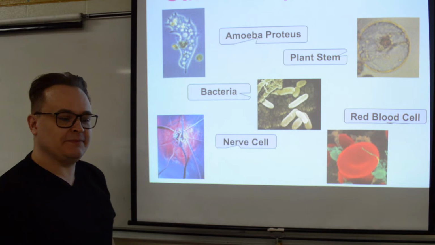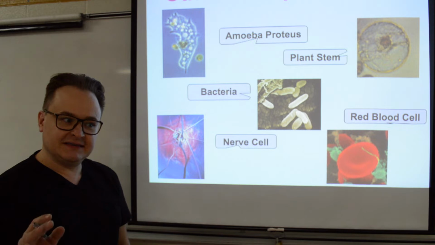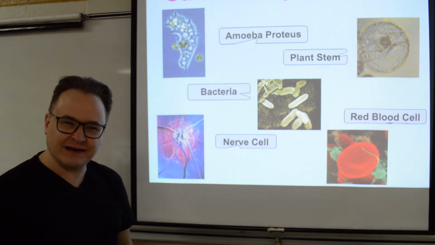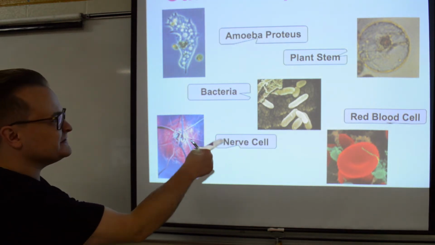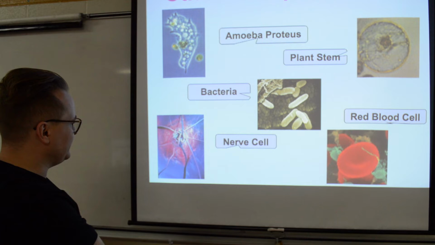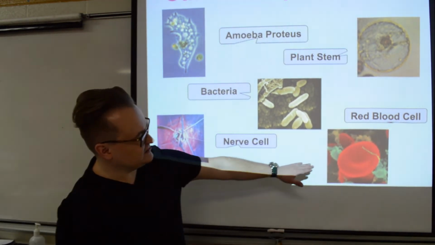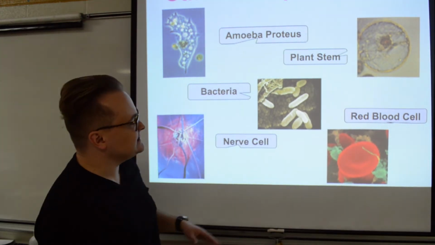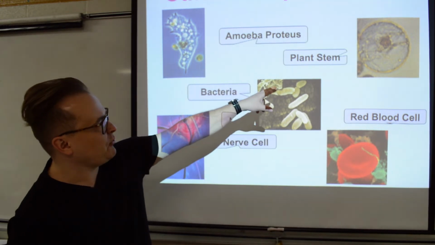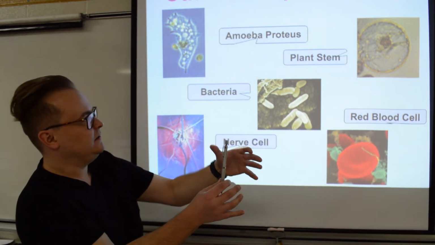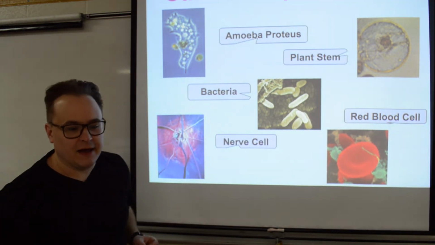Now we're going to talk about something in a few slides from now called cell differentiation. Differ means different, right? Differentiation, cell differences. These are all cells. They all have the same parts, but they're all very different. A nerve cell has these tails, these dendrites. Blood cells are disc-shaped so they can flow easily and carry the most amount of oxygen. Bacteria are very adaptable. A plant stem is rigid because it's supporting a plant. Amoeba, well, it's just a squiggly little guy.